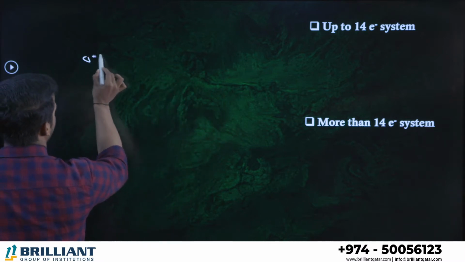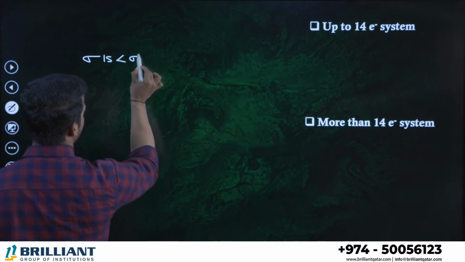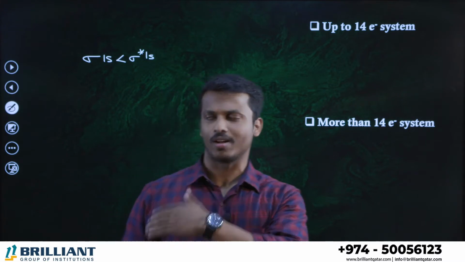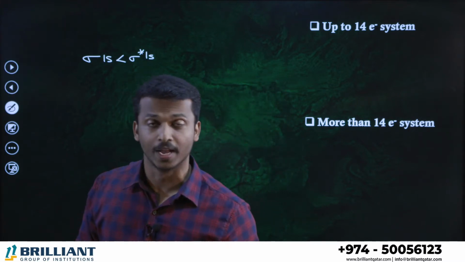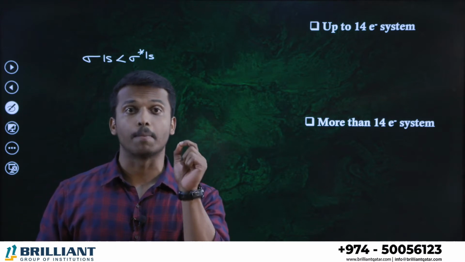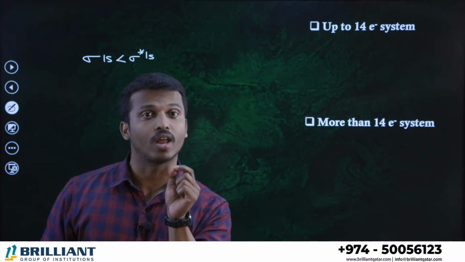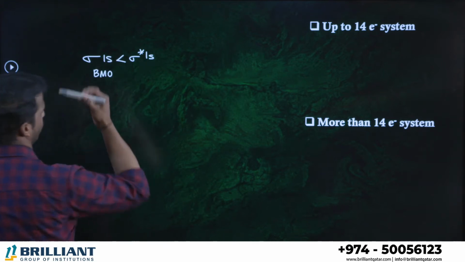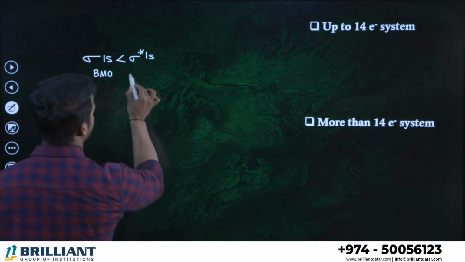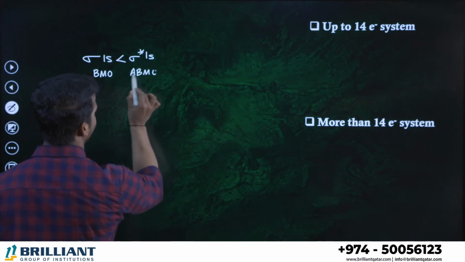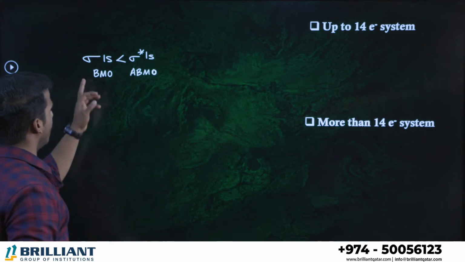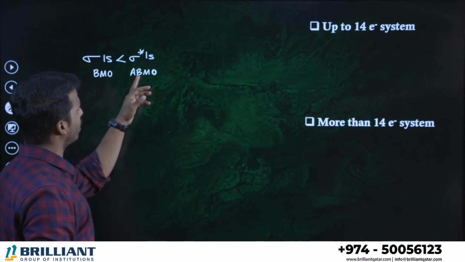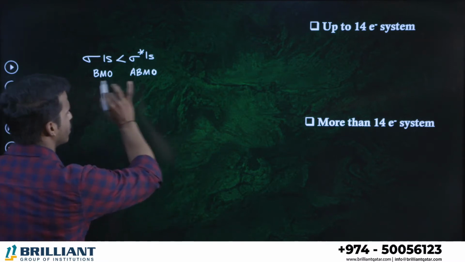One is called sigma 1s, sigma star 1s. One we are writing without a star, one with a star, right? The one without a star is known as BMO, bonding molecular orbital. The one with a star is called ABMO, anti-bonding molecular orbital. BMO stands for bonding molecular orbital. ABMO stands for anti-bonding molecular orbital. All right, so study this order, all of you.